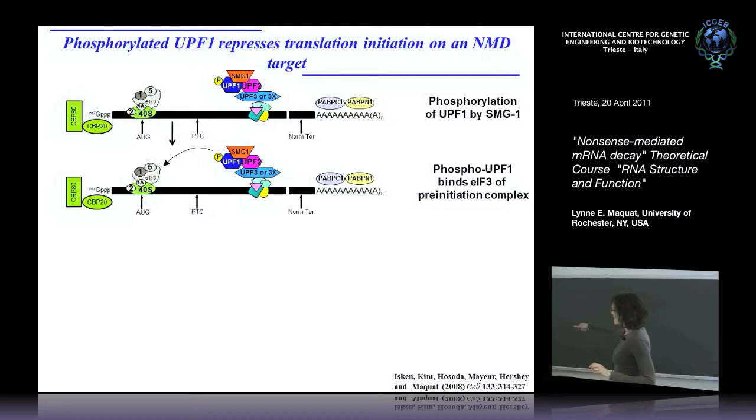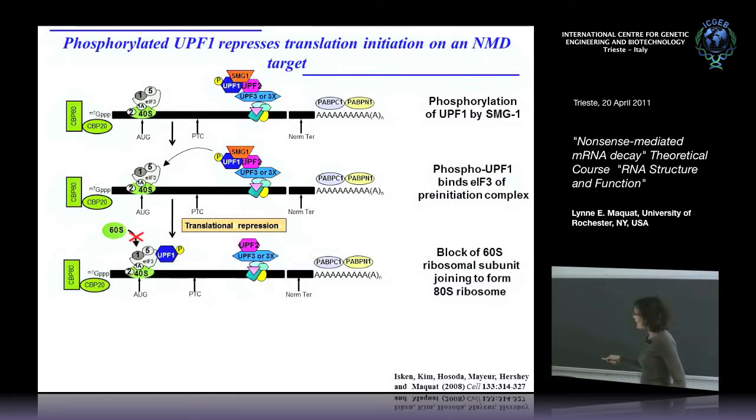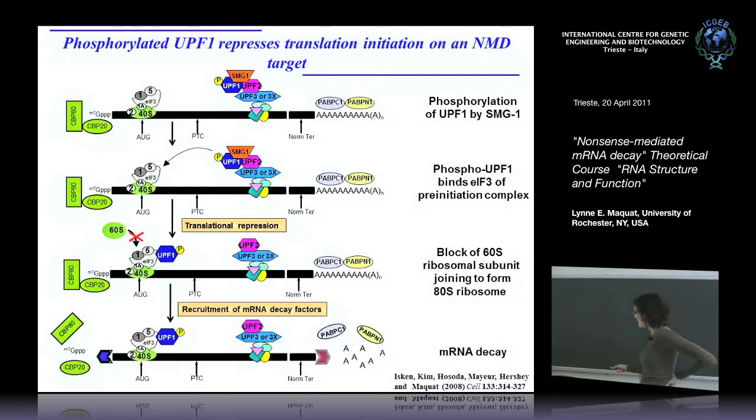And what Olaf showed is that phospho-UPF1 interacts with the two highest molecular weight subunits of eIF3. That is part of the 43S translation initiation complex poised at the AUG initiation codon, waiting for that 60S ribosomal subunit to come on to make a functional 80S complex and begin initiating. But that doesn't happen. So UPF1 binding here inhibits 60S ribosomal subunit joining and translation initiation, and blocks the 80S complex formation. And phospho-UPF1 also promotes decay from both the 5' and 3' ends.